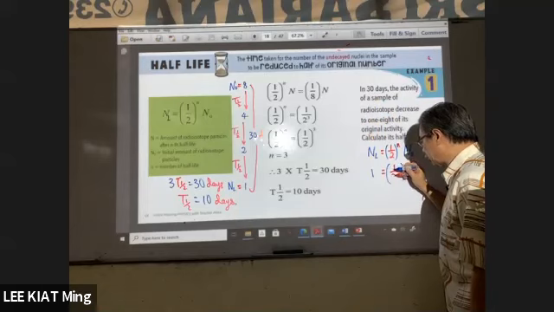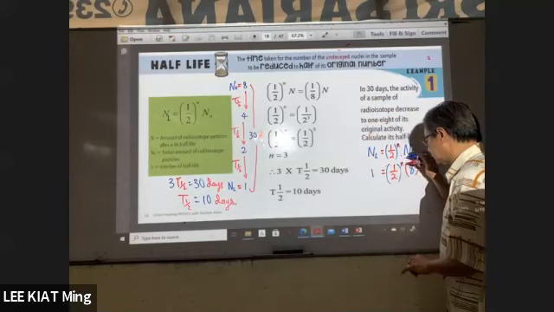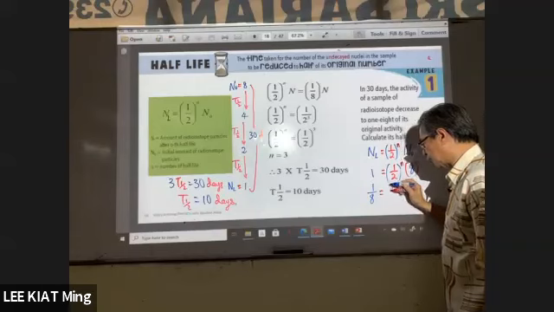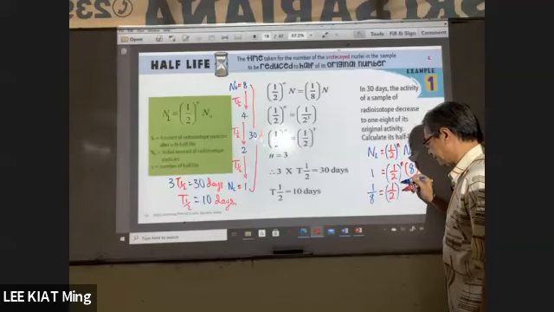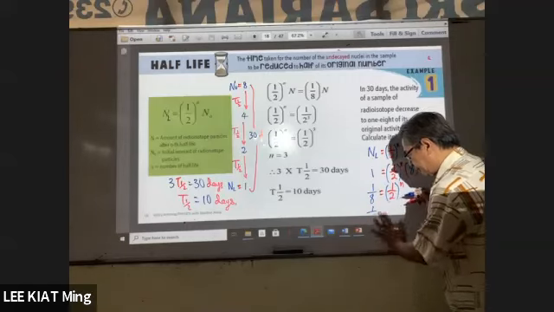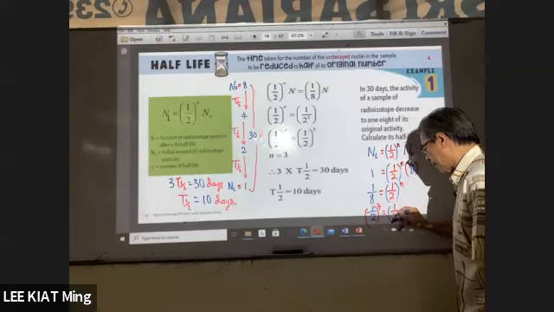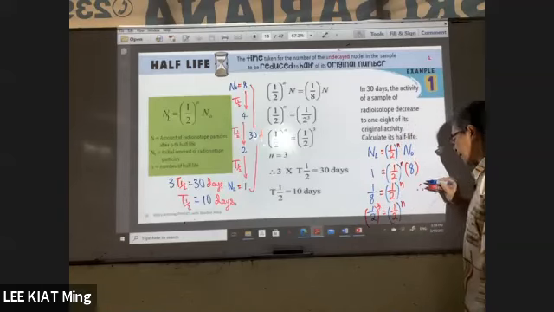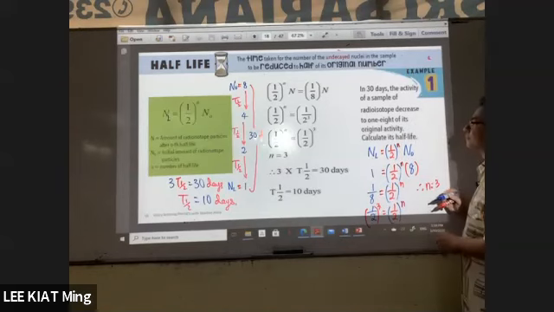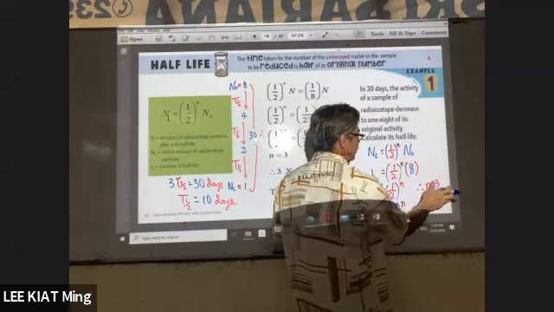1 over 2 power n. So if you put it on the left side, it's 1 over 8, equivalent to 1 over 2 power n. And you know that 1 over 8 is actually 1 over 2 power 3. So 1 over 2 power 3 is equivalent to 1 over 2 power n. So n is equivalent to 3. 3 times, that means 3 arrows. N equals 3.